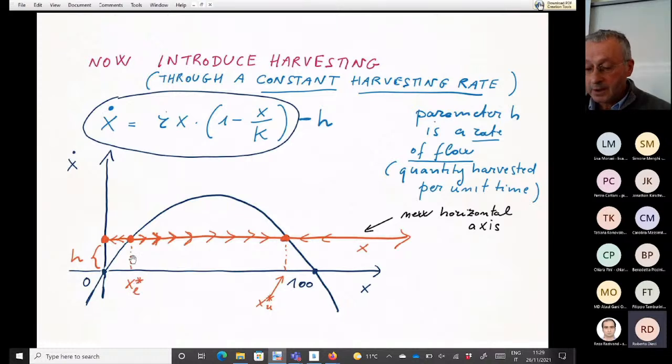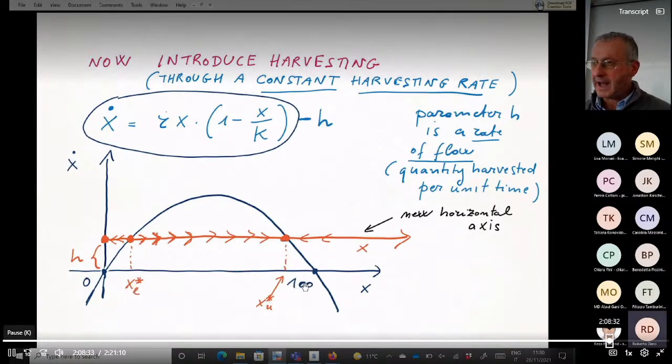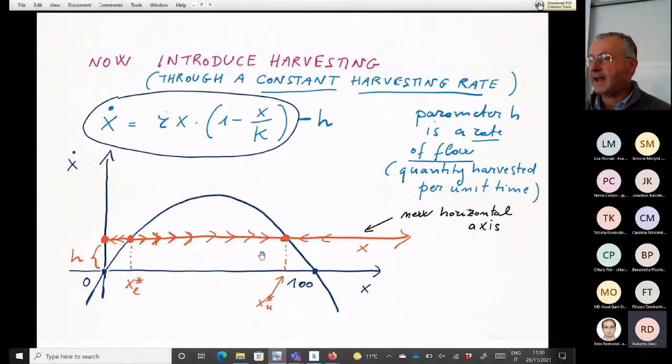And the upper steady state is no longer the carrying capacity, but it is a value which is smaller than the carrying capacity. So let's say 0 and 100 versus, let's say, 20 and 80, for instance, okay? And this is a big qualitative change of the dynamics of our model. Why? Because look at the qualitative stability properties of these new steady states.